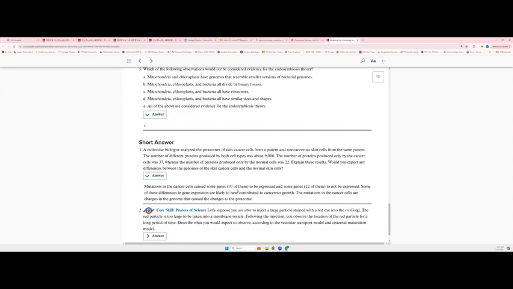Mutation can cause some genes to be present, and some genes not to be. Some of this difference is in gene expression. I'd like to come to the case of the mutation and change in the genome.